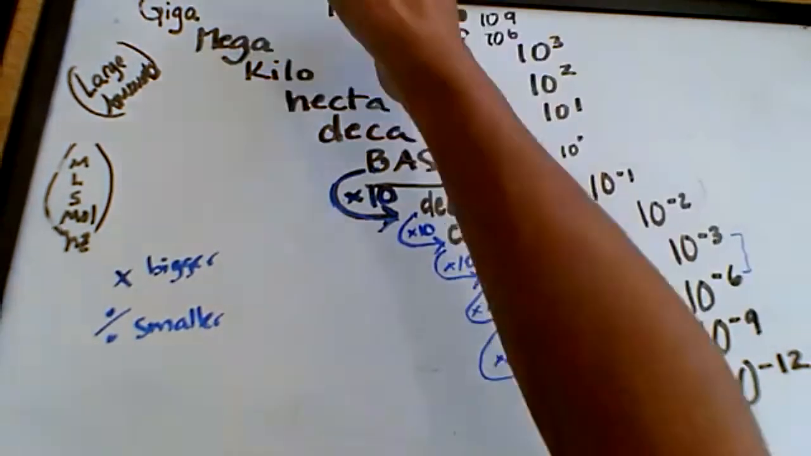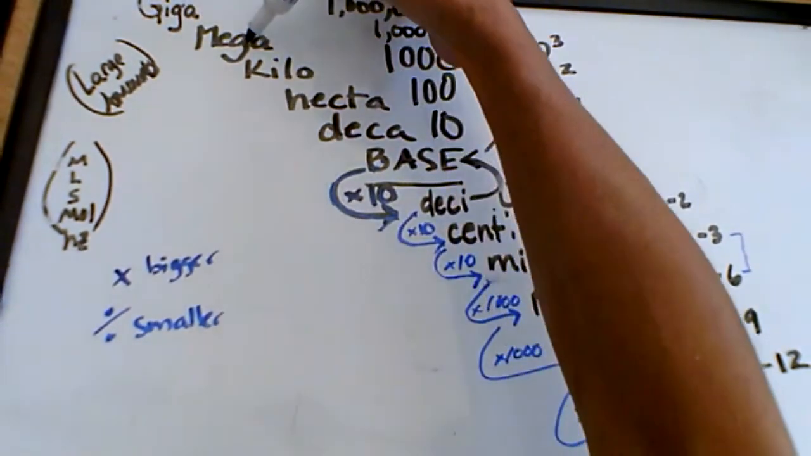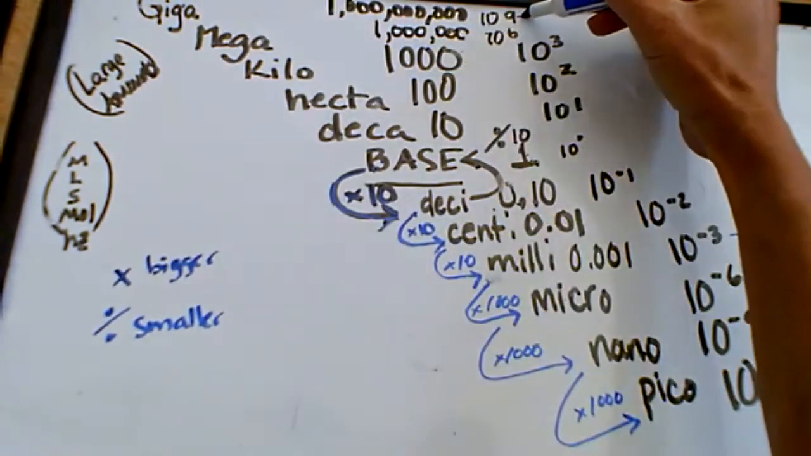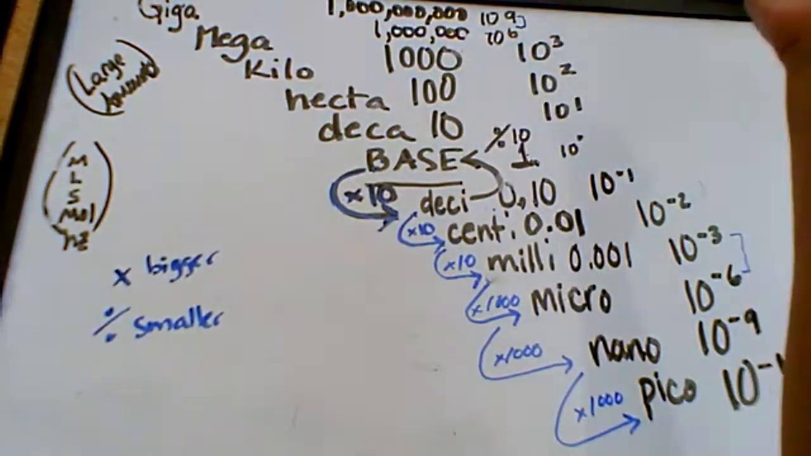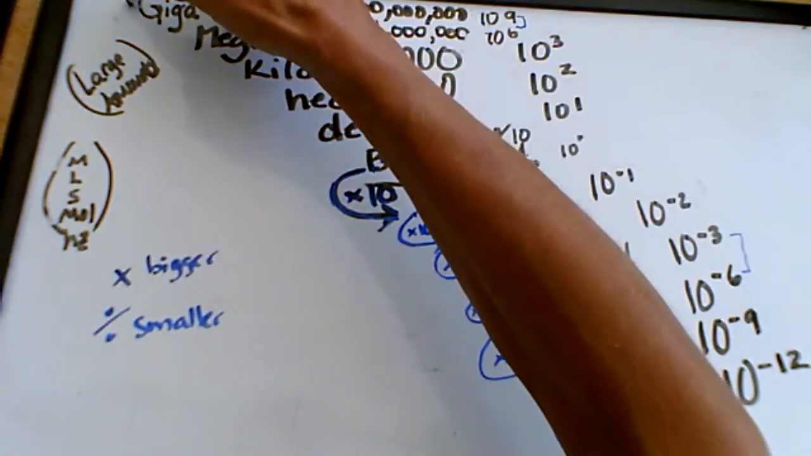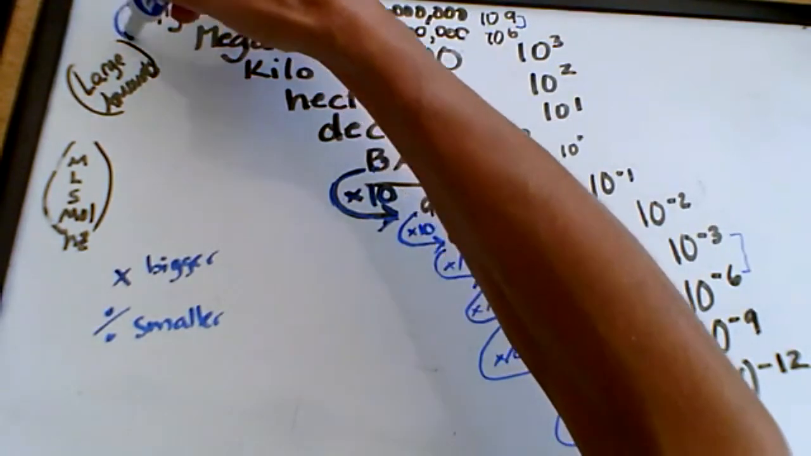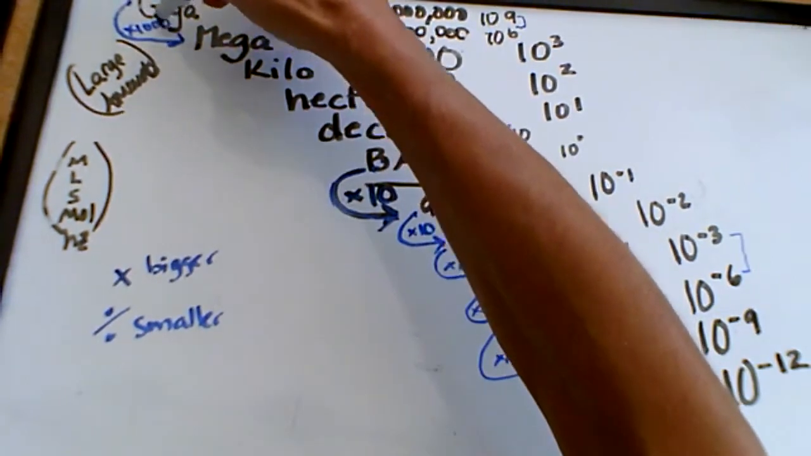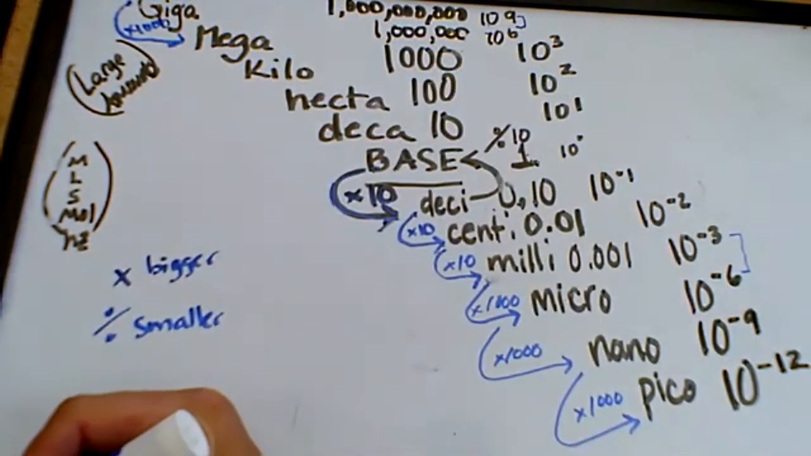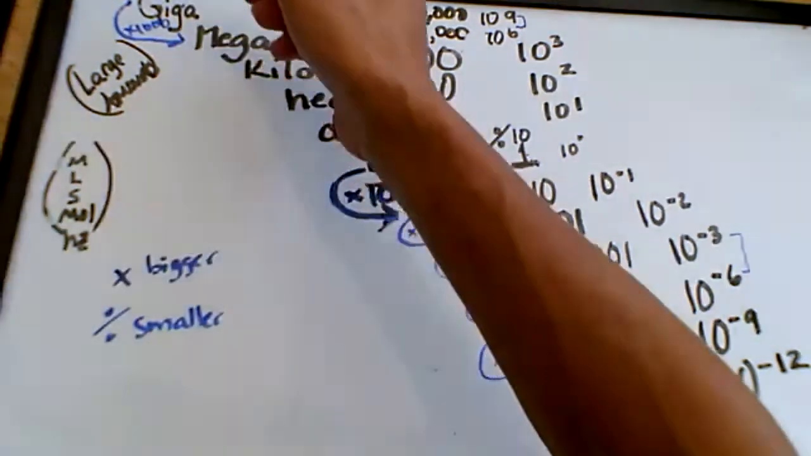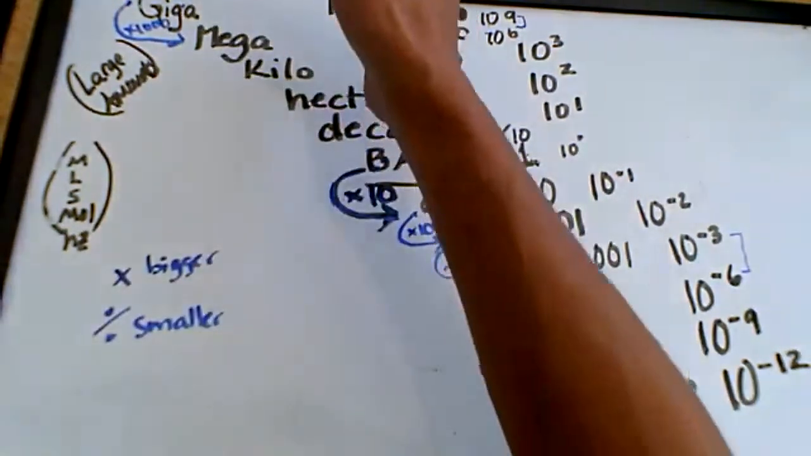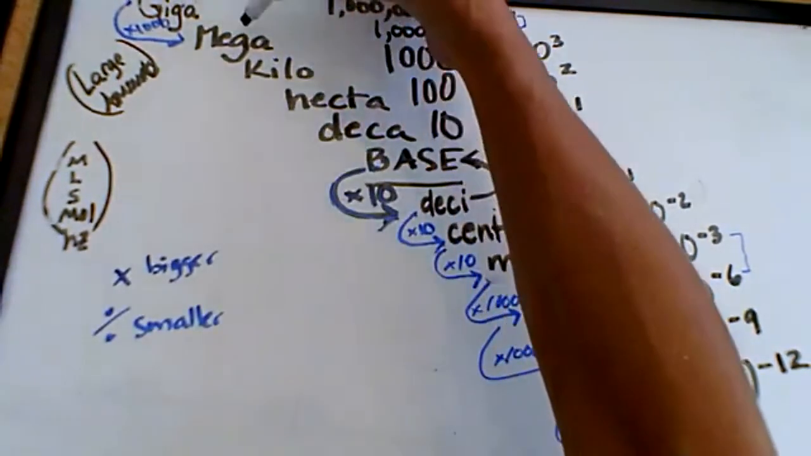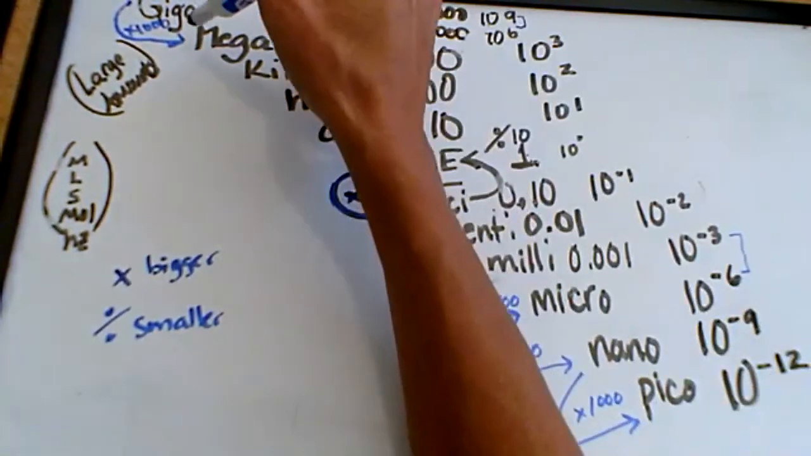Okay, well, this is bigger than this. There's a difference of 3 zeros here. That's 3 tenths. So 1 gigabyte is equivalent to 1,000 megabytes. That's a lot, right? You would much rather have gigabytes than megabytes. Every 1 gigabyte is 1,000 megabytes.